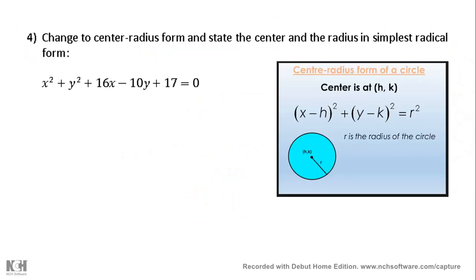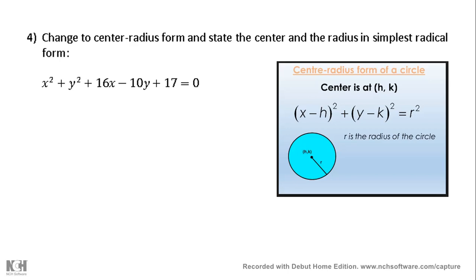Okay, change to center radius form and state the center and the radius in simplest radical form. So you can see over here on the right that the center radius form is x minus h quantity squared plus y minus k quantity squared equals r squared, where r is the radius and (h, k) is the center. So we need to convert this to that form. So we're going to be completing the square again. But we're going to need to do it twice this time because there's x's and y's.